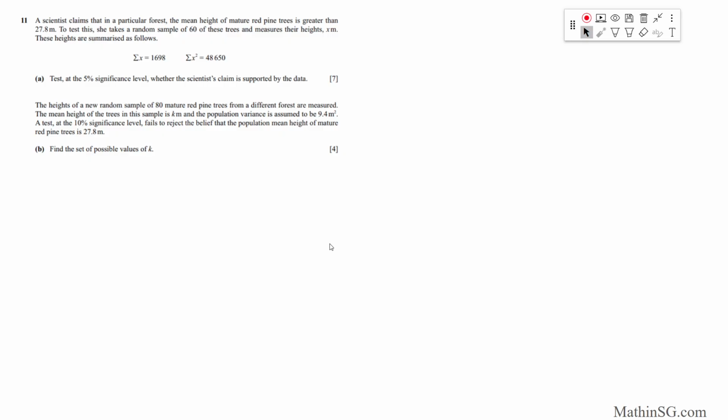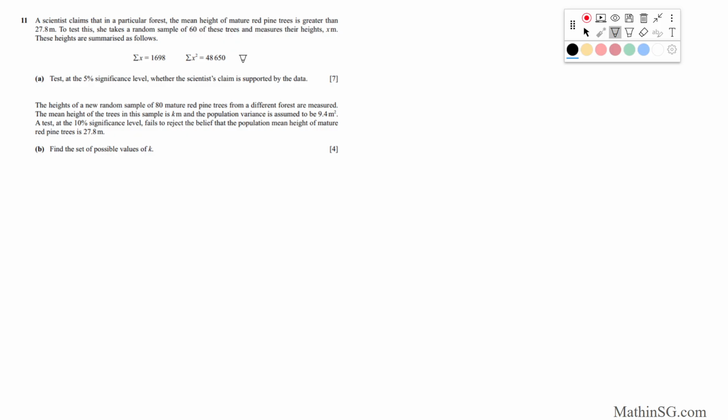Alright, with that, let's move on to question 11, which is a hypothesis testing question. A scientist claimed that in a particular forest, the mean height of mature trees is greater than 27.8. To test this, she takes a random sample of 60 of these trees and measures their height, X meters. Their height is summarized as follows. Test at the 5% significance level whether the scientist's claim is supported by the data. So once you're given this data, there are 2 things that you need to do.